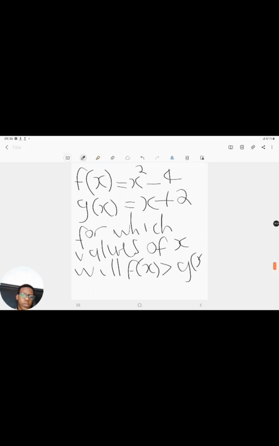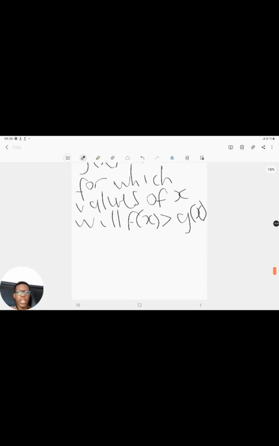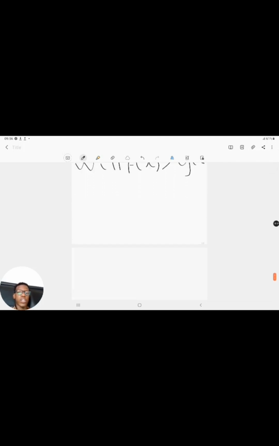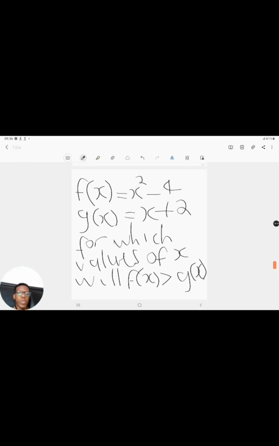For which values of x will f of x be greater than g of x? Now, all that they're asking you here is, you can solve this mathematically, you can solve this graphically. I love solving it graphically, and this is why you should learn how to sketch quickly. Okay, so we've been given these expressions, and they're asking us, for which values of x will f of x be greater than g of x?